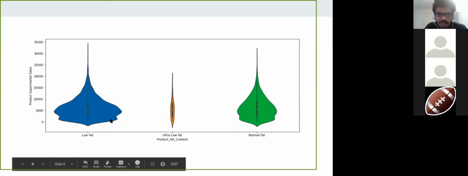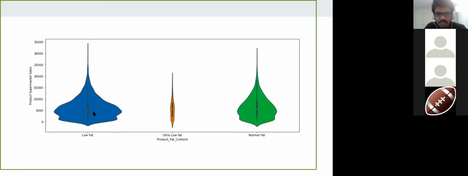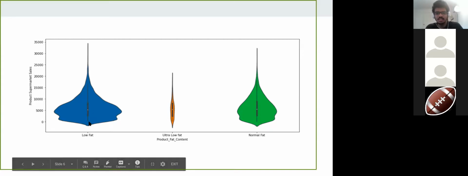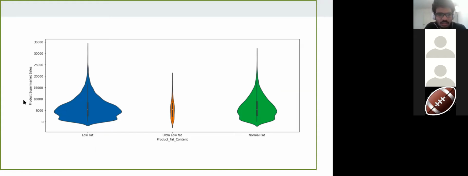Okay, now coming back here. So yeah, the violin plot can give us a lot of information, especially because of the width and the height, and how each category has a distribution for the target output. This is the target output, product supermarket sales. That's our target. Okay, moving on.